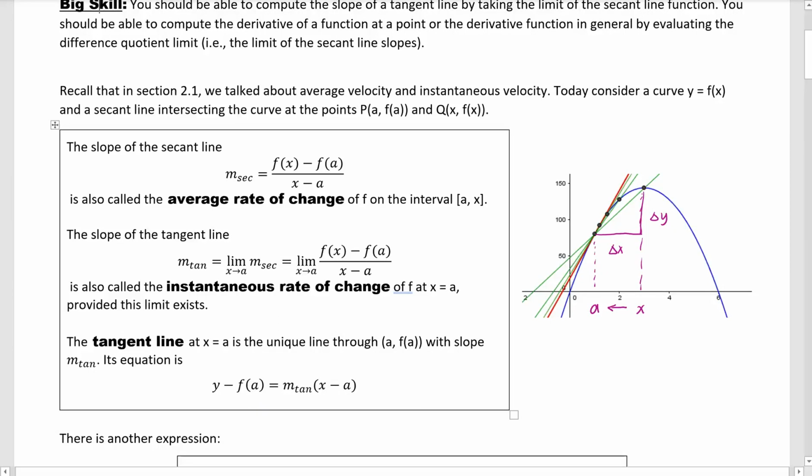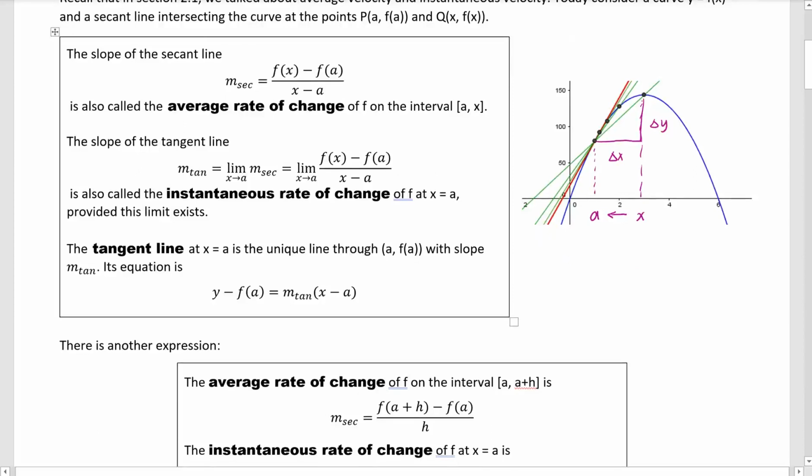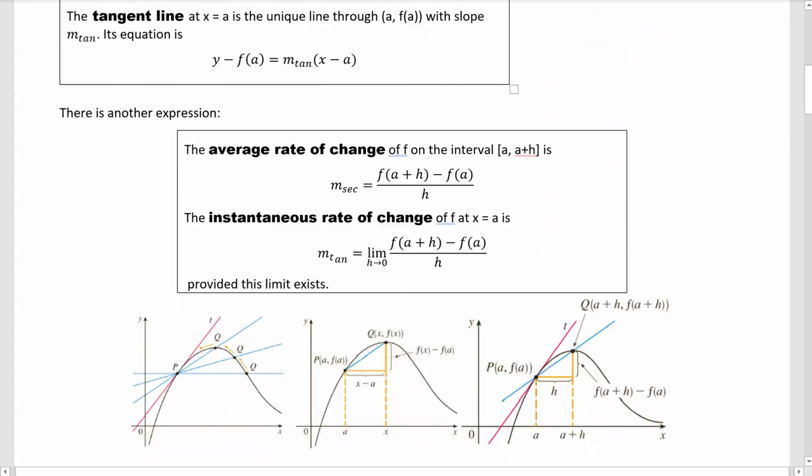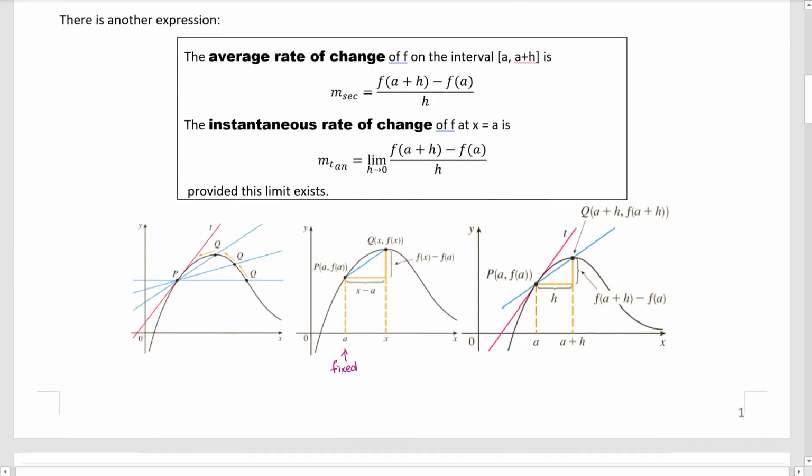Okay? And furthermore, there is another expression for the secant line and tangent line slope. Okay, so how does this work? You remember our picture? We called the first point a, and a is a fixed point, right? a is a fixed point, and the second point we call x, and it varies. That's why we set it as a variable x. Okay, so we have the second point approaching the first point, okay?